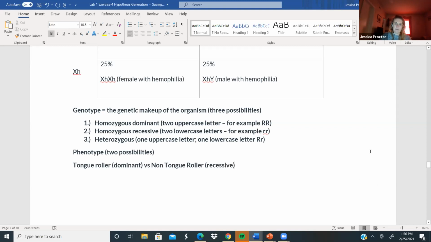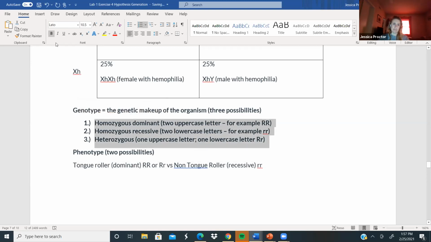Okay, so if you're the dominant phenotype, you could either be homozygous dominant like that, or you could be heterozygous like that. But if you're a non-tongue roller, your only possibility is homozygous recessive, because you would have to have that recessive allele from both mom and dad. If you have one dominant allele and one recessive allele, then that dominant allele will mask the expression of the recessive in the phenotype.